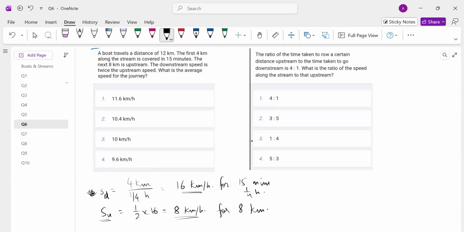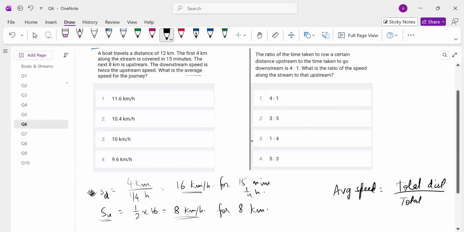So okay, now going back to the question, average speed. This is a slightly tricky thing. Average speed is always total distance divided by total time. So the challenge is to find the total time. Total distance is given as 12 kilometer. So total time we have to find. So 8 kilometer per hour for 8 kilometer, so this is basically 1 hour. Yeah, distance by speed gives us 1 hour.